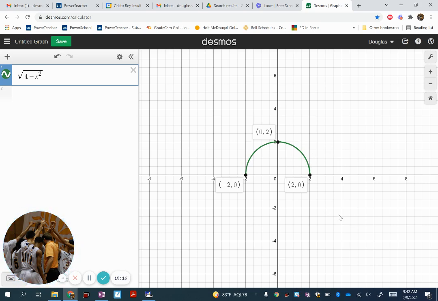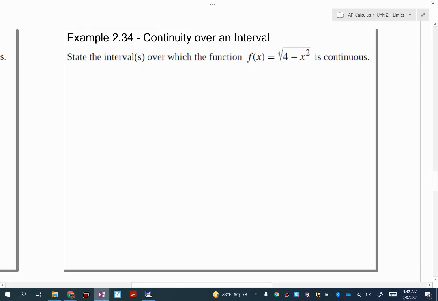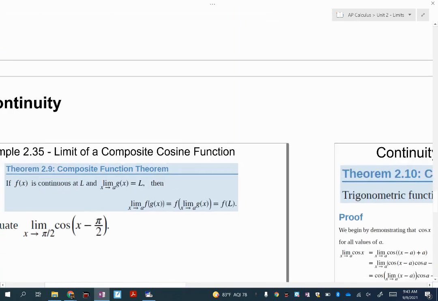So this function, the square root of 4 minus x squared, is continuous over the entire domain, negative 2 to positive 2. So continuous over negative 2 to positive 2. All right, let's keep going.